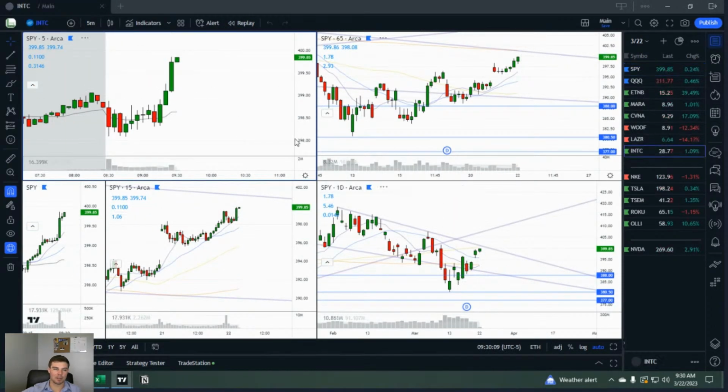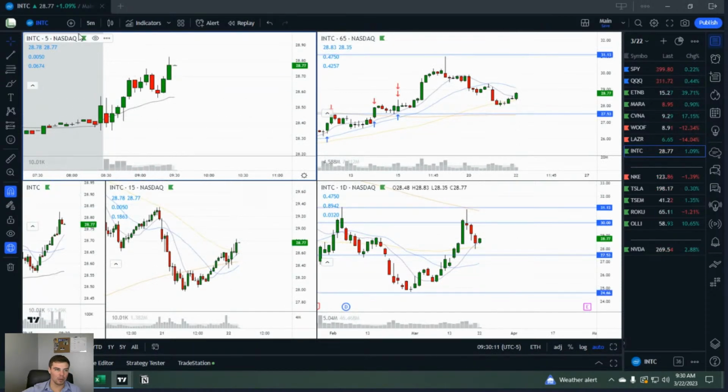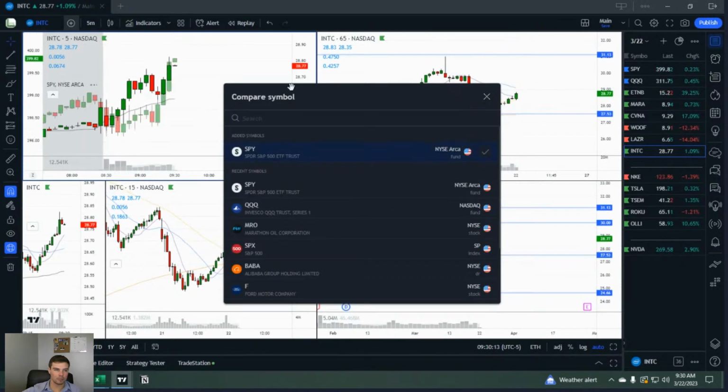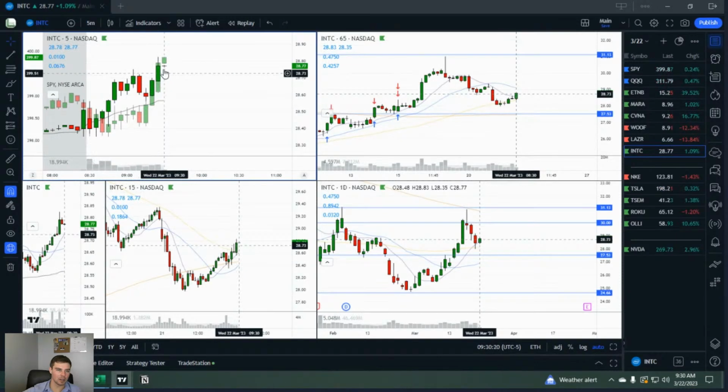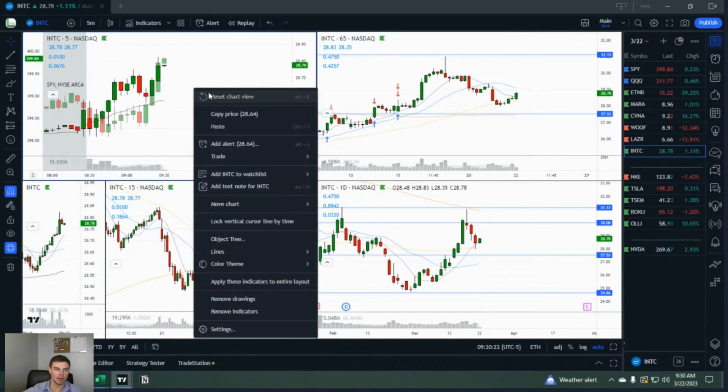But then again, Intel really hasn't ripped with the market. Market's up. This is like the fourth green bar in a row, all wide range, and Intel just kind of grinding a little bit higher.